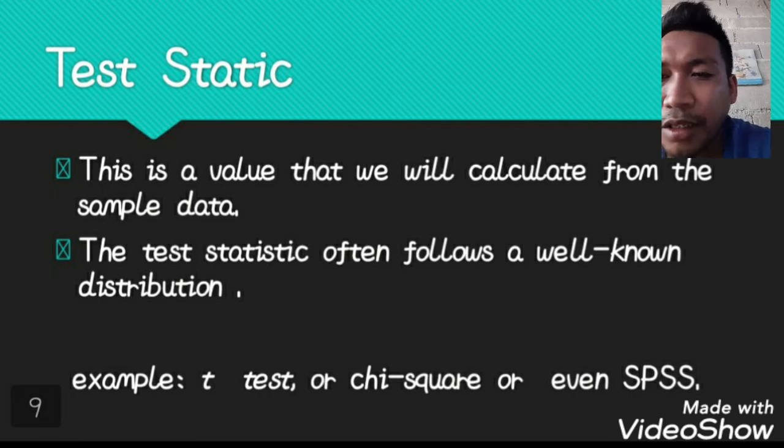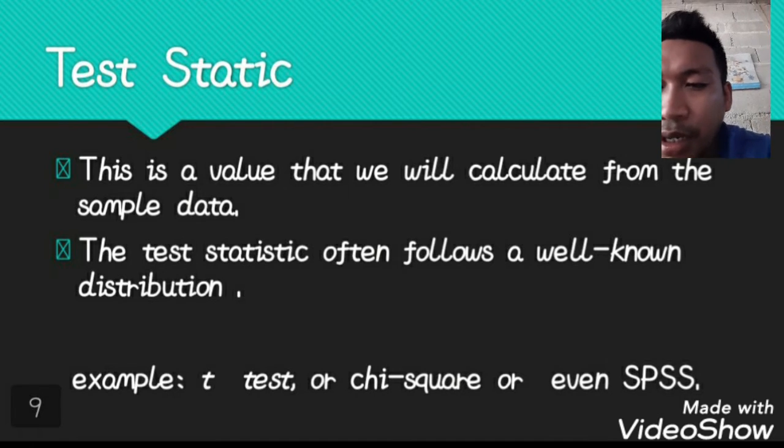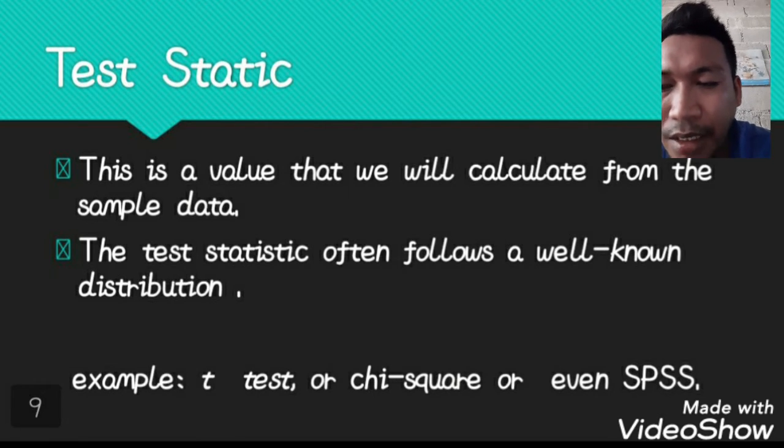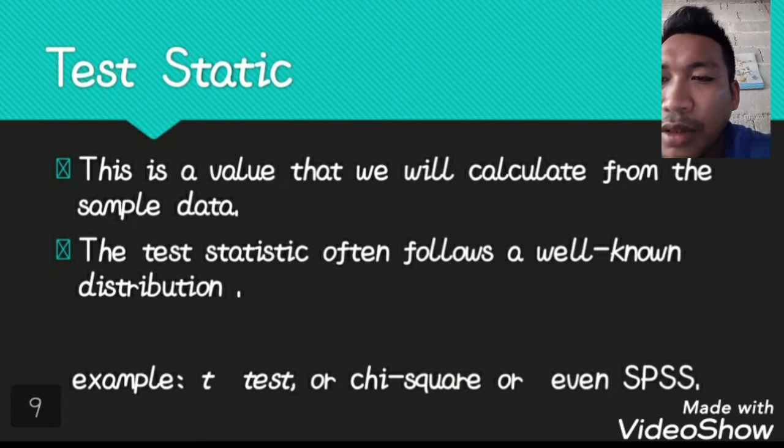Test statistic is a value that we will calculate from the sample data. The test statistic often follows a well-known distribution, for example t-test or chi-squared, or even SPSS. The test statistic is a statistical tool. We compare it to decide whether or not to reject the null hypothesis.